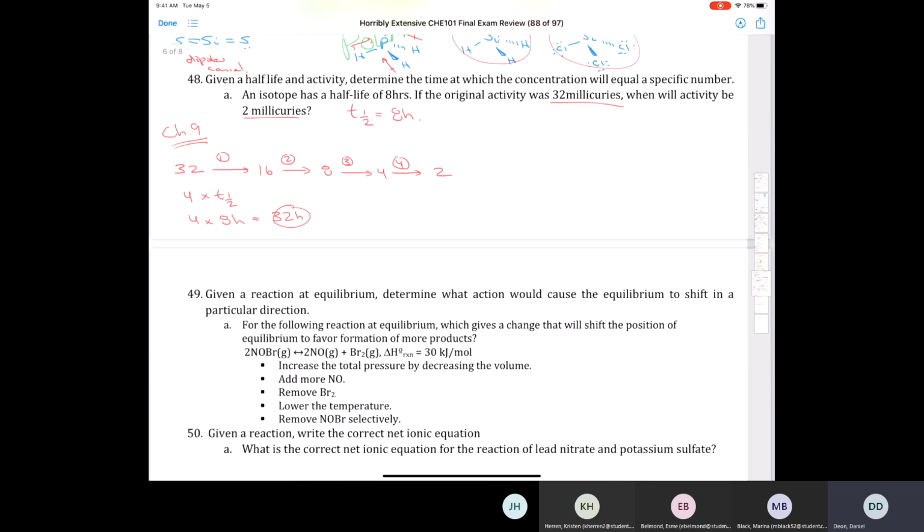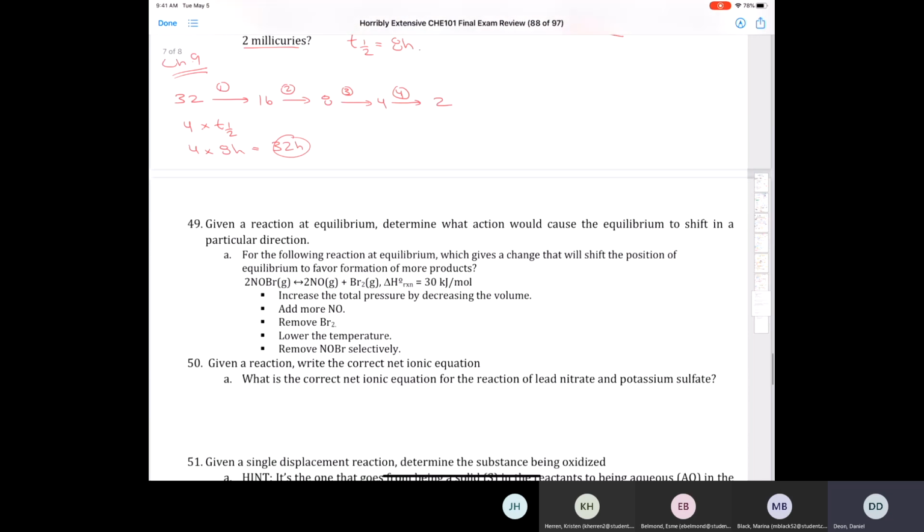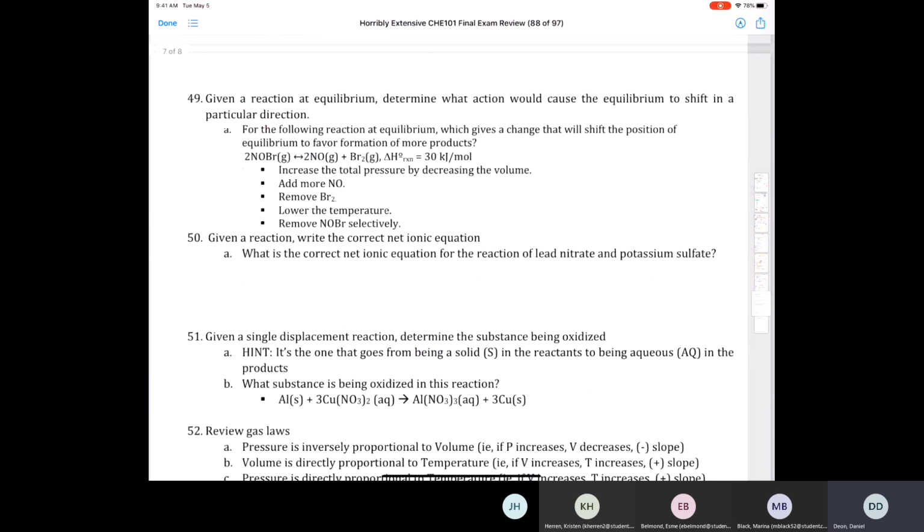The next one, number 49, what time is it? We got a few minutes left. I'll stop at 9:45 so we can just chat at the end. Let me see how many questions we have left. Oh, we're rocking and rolling here.